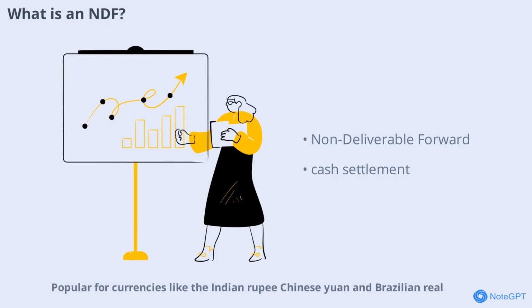Popular for currencies like the Indian rupee, Chinese yuan, and Brazilian real, NDFs are traded over the counter, offering flexibility in terms and conditions. They are widely used by multinational corporations, financial institutions, and investors to manage exchange rate risks without the need for physical currency delivery.